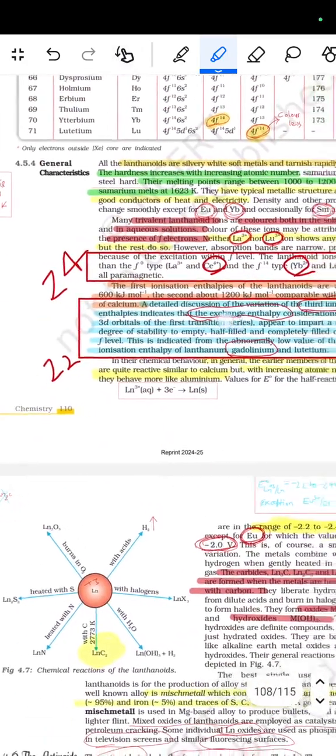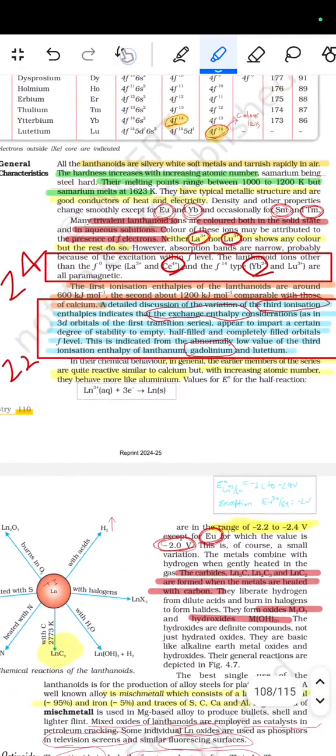Samarium is a steel hard metal with a melting point of 1623 Kelvin. Now the general characteristics: all the lanthanoids are very bright, soft metals and tarnish rapidly in the air. The hardness increases with increased atomic number, samarium being still hard.